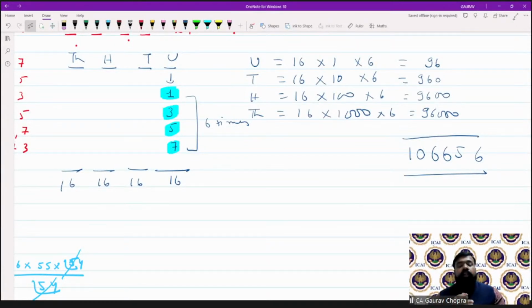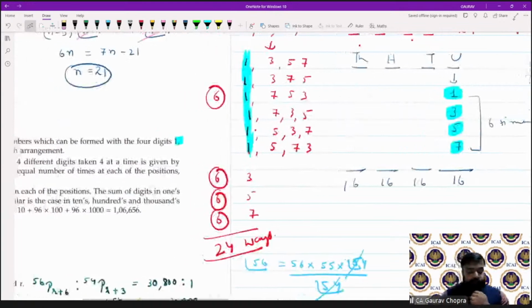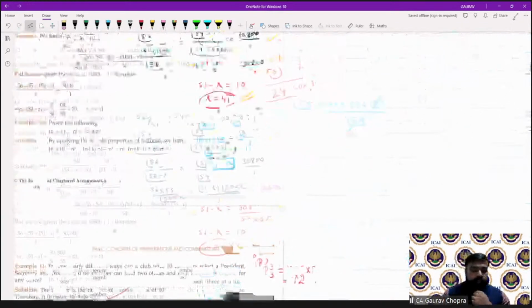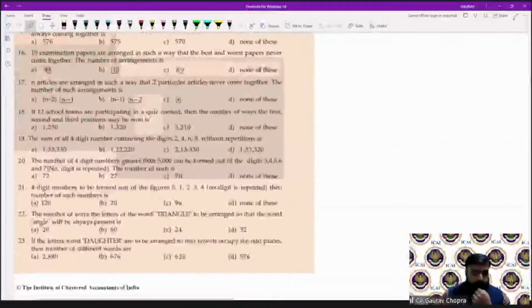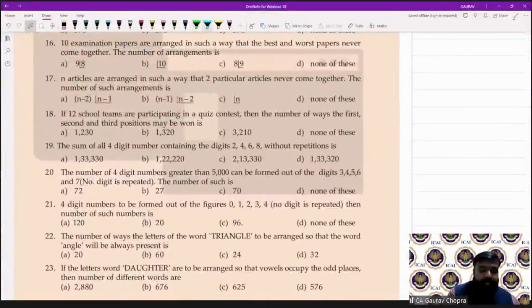So let's try this type of question from the exercise so that we can correlate and then solve it easily. The question is very much similar. So let's do that first. This is exam question number 19 from the exercise.